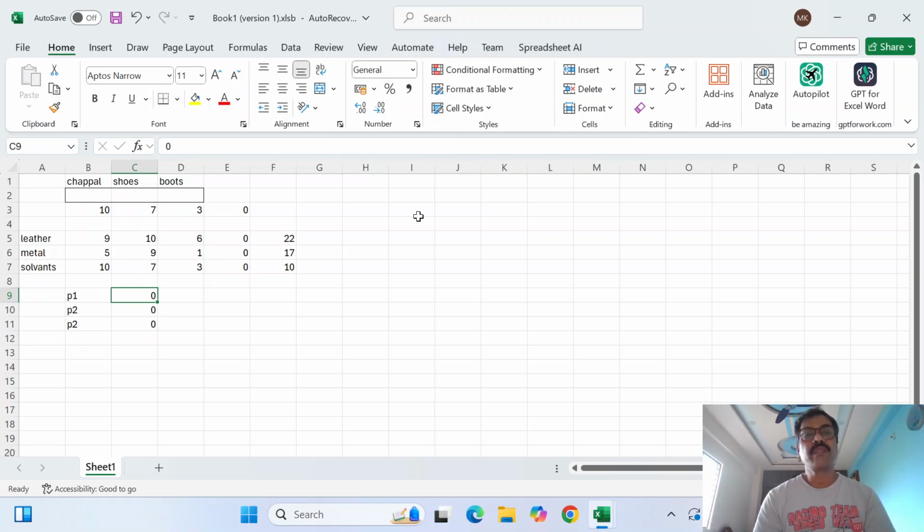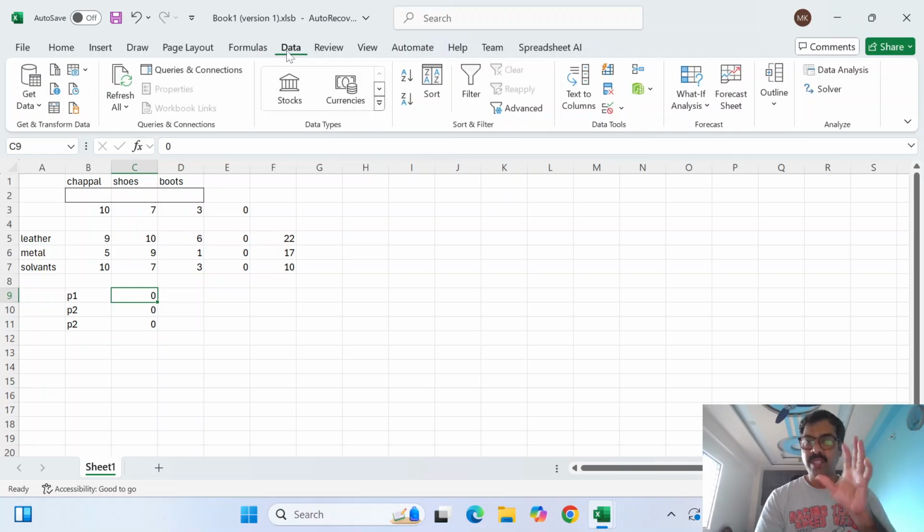So how are we going to use the solver? That is the discussion for the procedure. The main aim of this video cast is to demonstrate the procedure required to solve this linear programming problem.